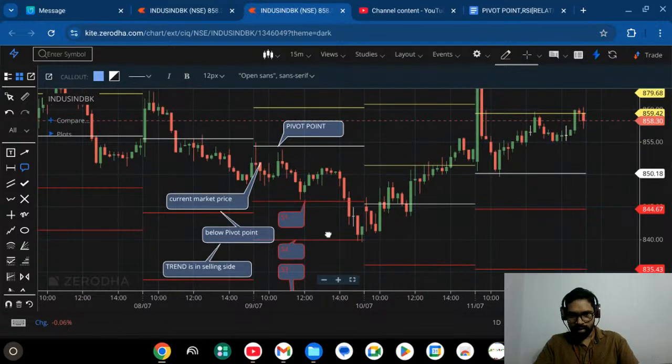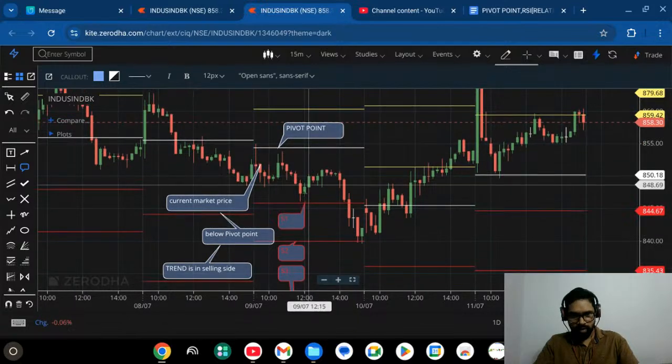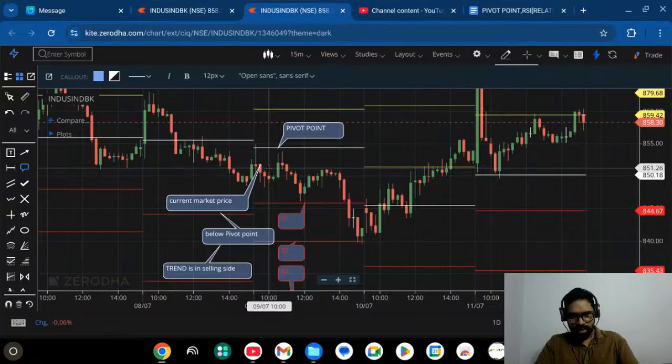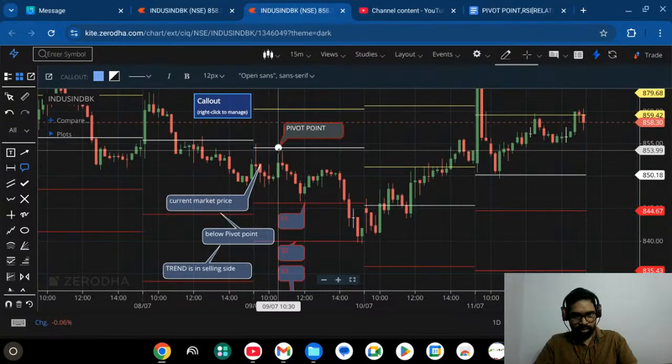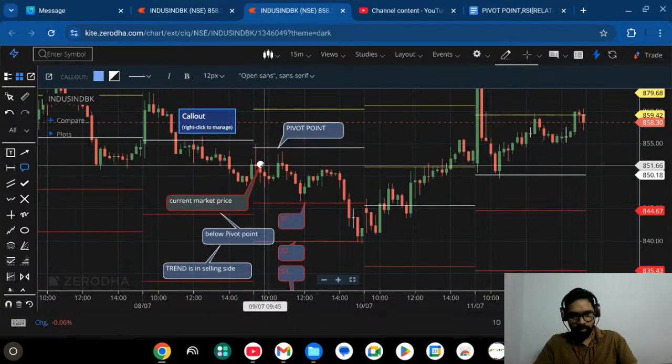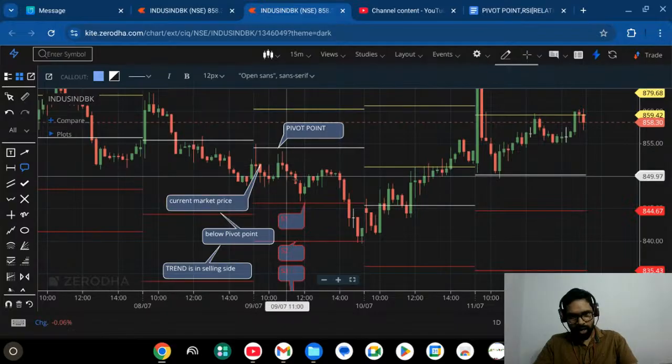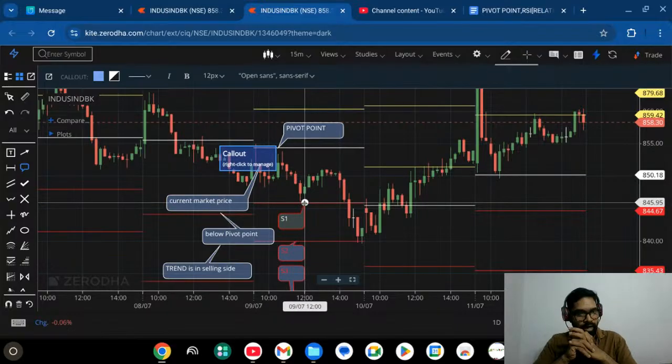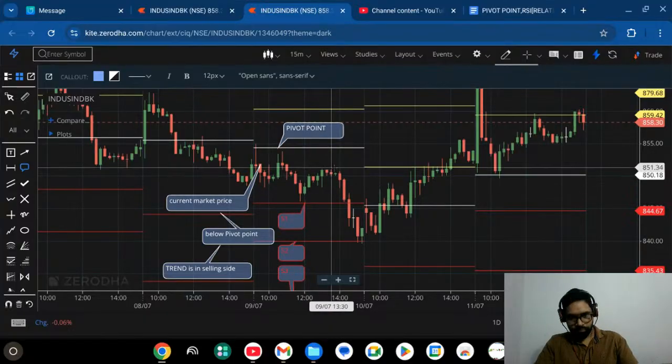On the 9th of July, the market price was below the pivot point level. The market went down and reached a maximum of S1, which might be in your oversold zone. That's why it went up.